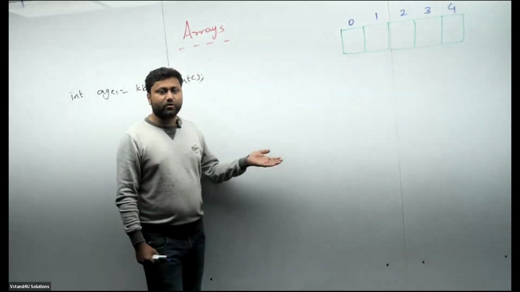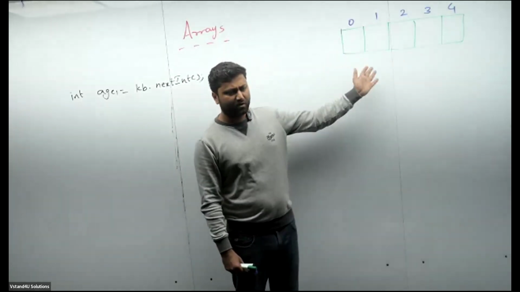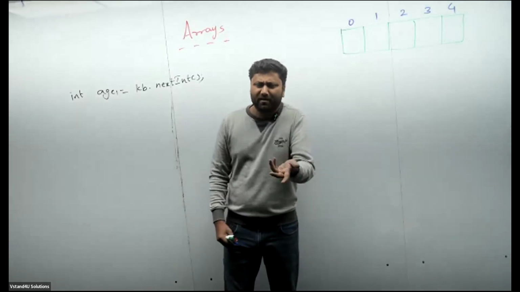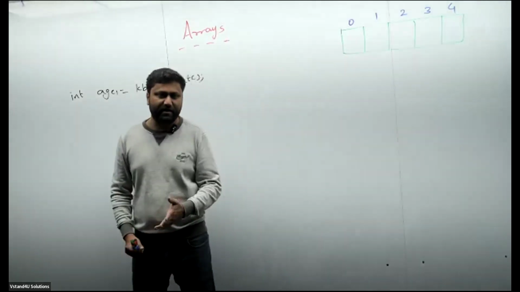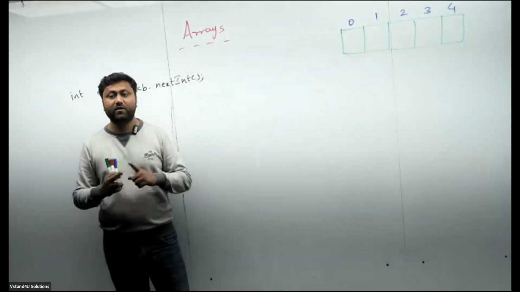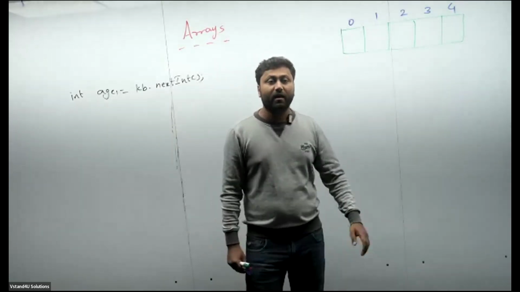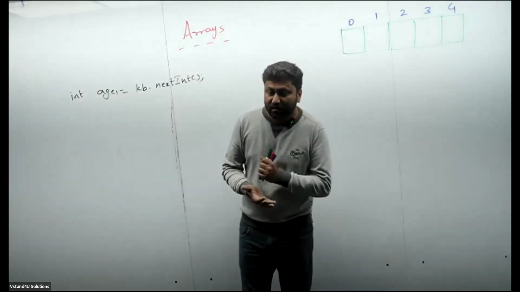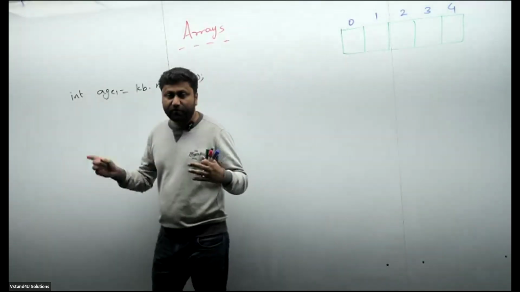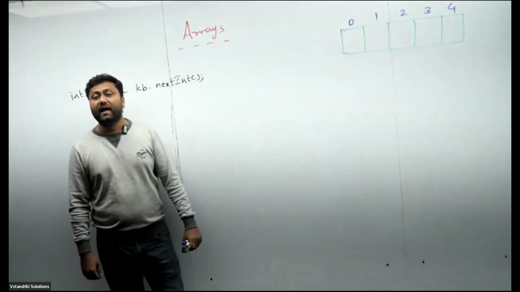Say, for example, I want to store 100 integer values. Then you better always go for arrays. If a couple of them are there, then you can definitely go for variables. But if a larger amount of data is there, provided they are of the same type, then it is recommended to go for arrays. When should I go for arrays? When a larger amount of data of the same type is there, then it is always recommended you go for arrays.